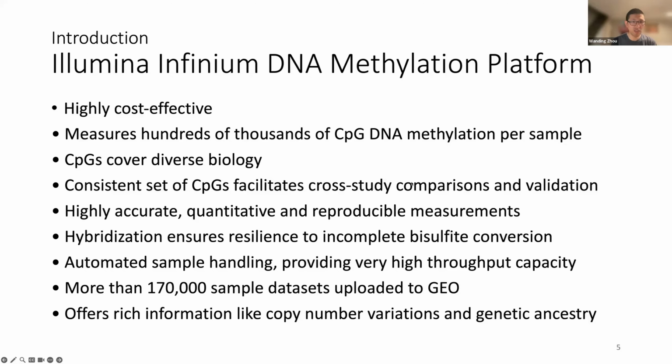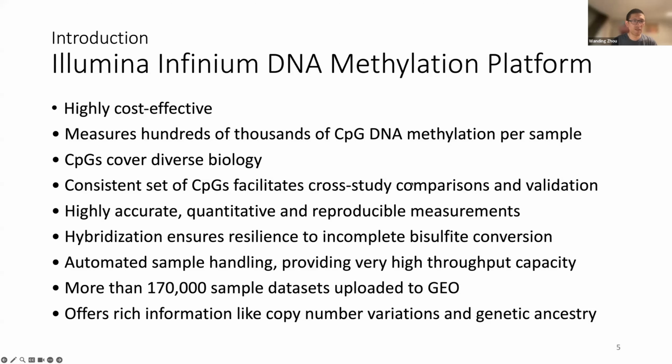It is relatively resistant to incomplete bisulfite conversion due to the principle of using hybridization to only target the fully converted, at least in the internal probe sequence, CpH converted genomic DNA. It allows automated sample handling, and then it can reach a relatively high sample throughput.